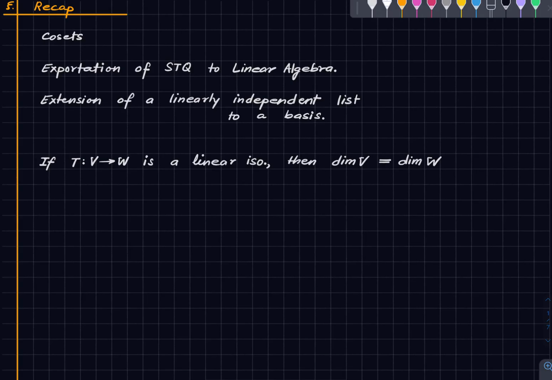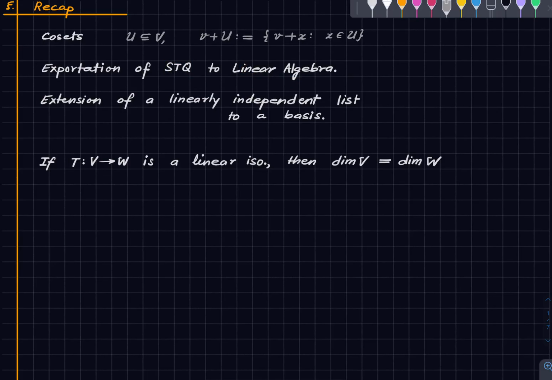So we need to know about cosets. If we have a subspace U of a vector space V, then cosets of the subspace U are defined as the sets of this form, right? So these are cosets. We talked about this in detail. Then we need to know about how to export set theoretic quotienting to the setting of linear algebra.